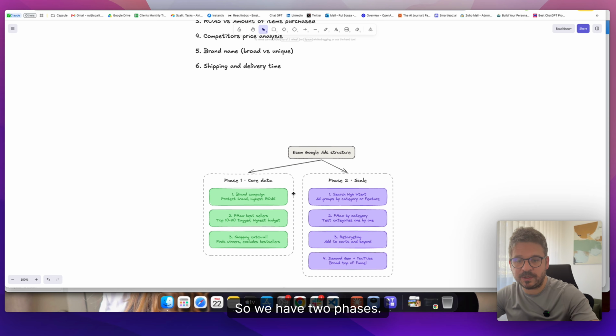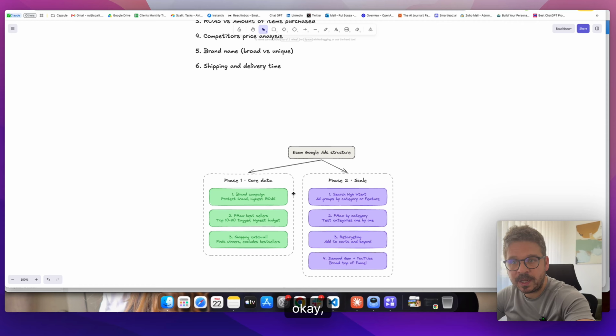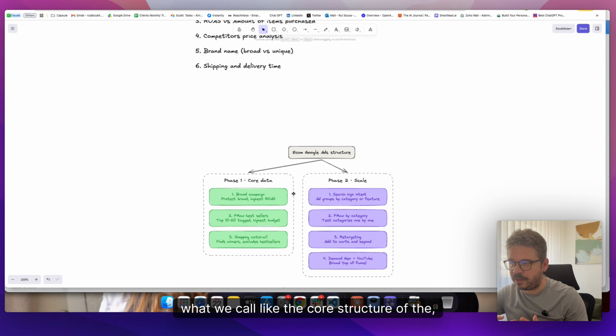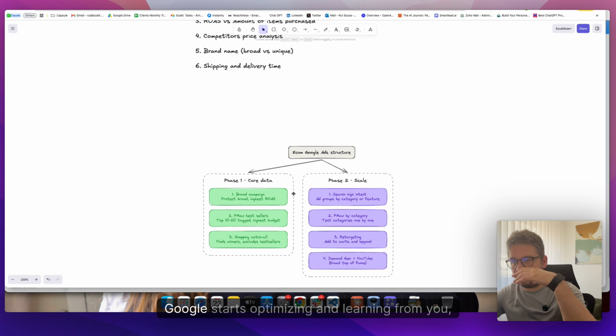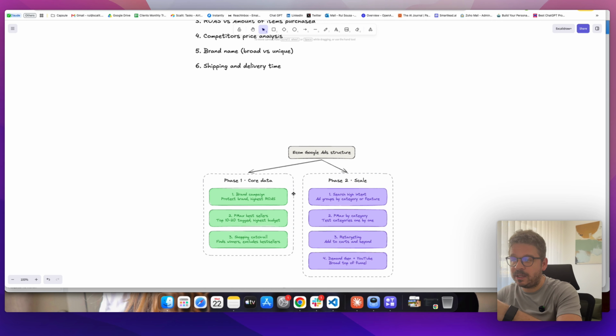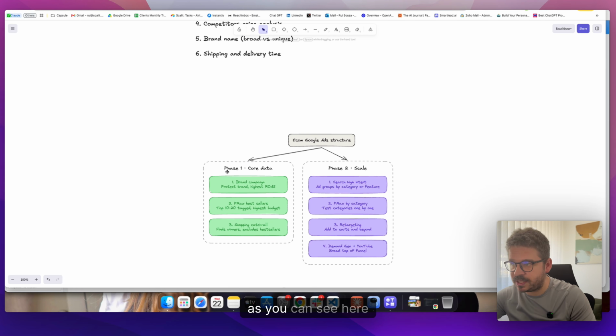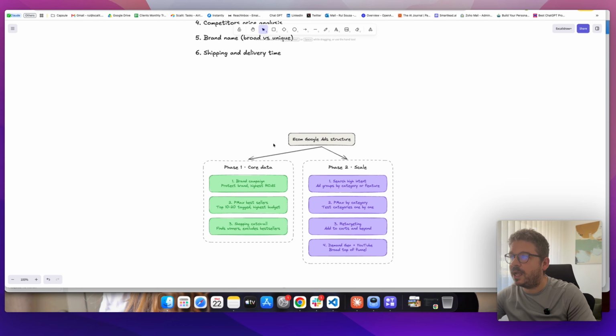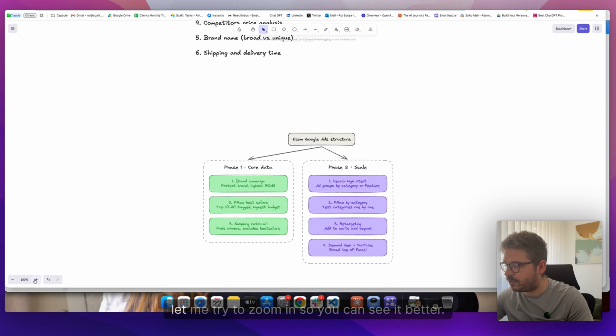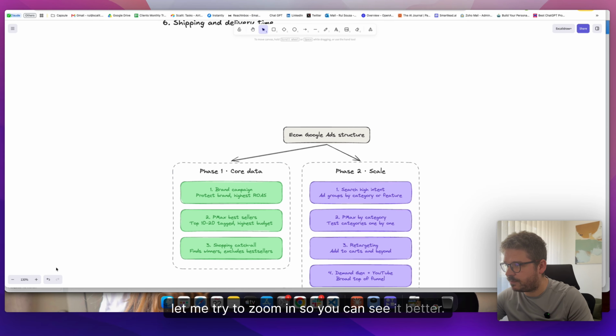So we have two phases, okay, guys? Phase one is core data, what we call the core structure of the ads, and then we have phase two, which is scale. When we consolidate the data, Google starts optimizing and learning from you, and starts getting better. That's when we pass to phase two, okay? But phase one is actually pretty straightforward, as you can see here on the image. Let me try to zoom in so you can see it better.